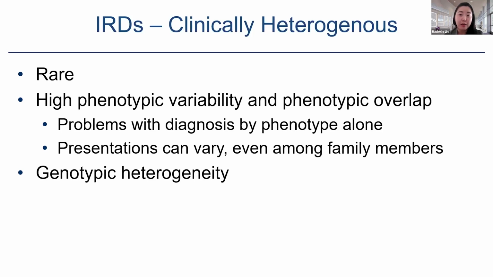And even among family members that have the exact same gene mutation, their presentations can vary widely. On top of that, there's a lot of genotypic heterogeneity as well. Some of these conditions are associated with many different genes and various mutations on those various genes. And some of the genes are associated with multiple clinical presentations.